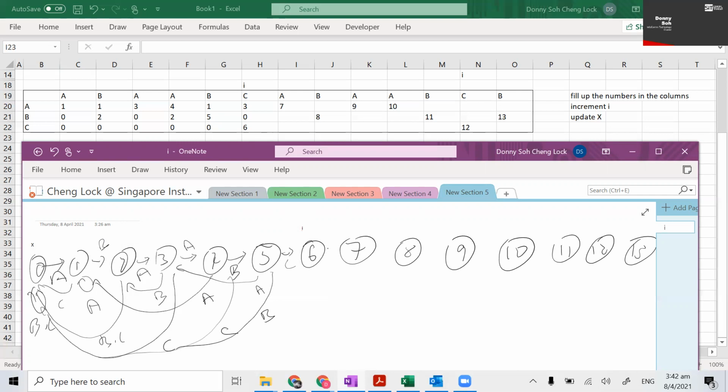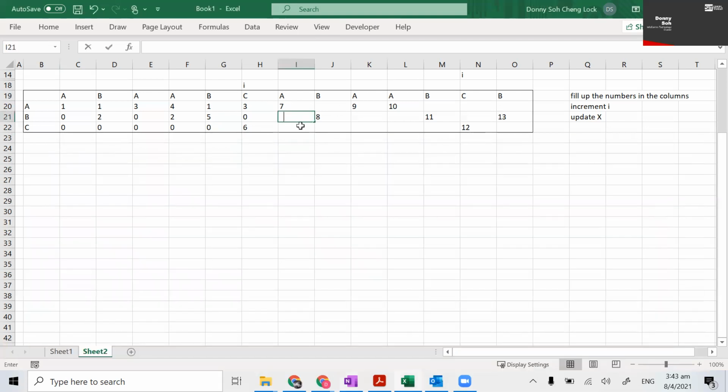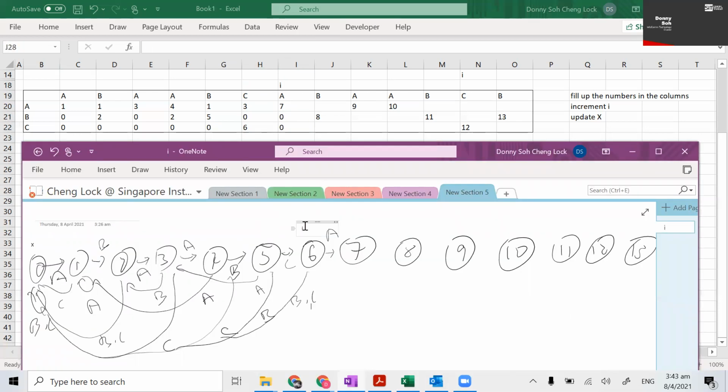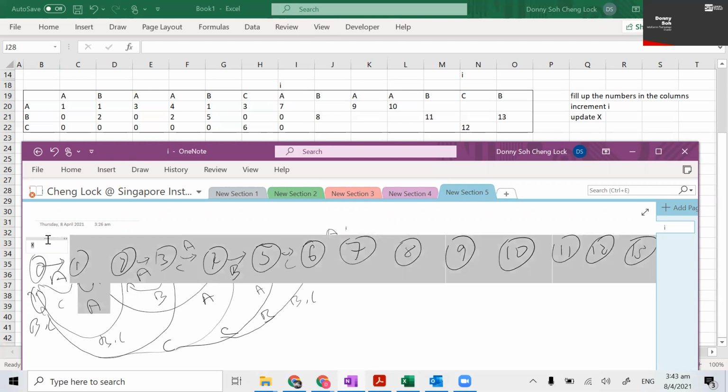6 to 7 is an A. What will happen to X if I were to see a B or a C? It will stay at 0. So this is simple. So the B, C of 0. So this will be 0, 0. I increment my I. I gets incremented by 1. What will happen to X if I were to see an A? It will move to state number 1.